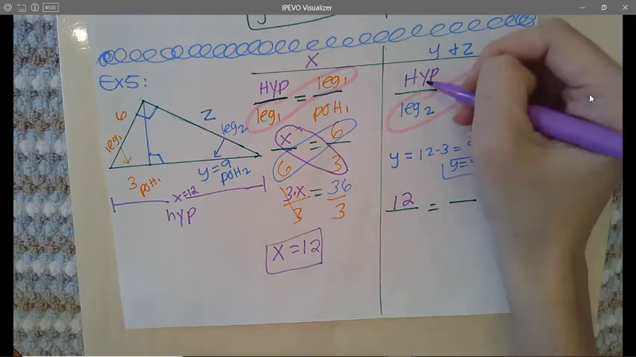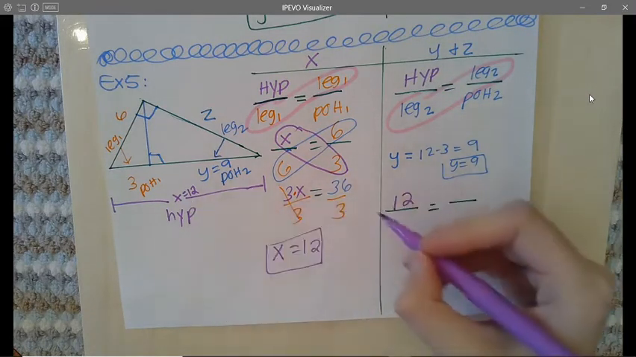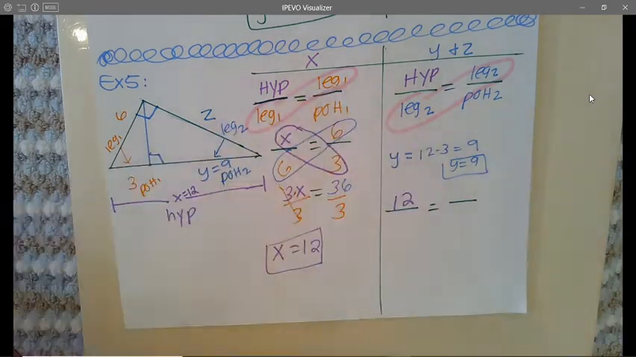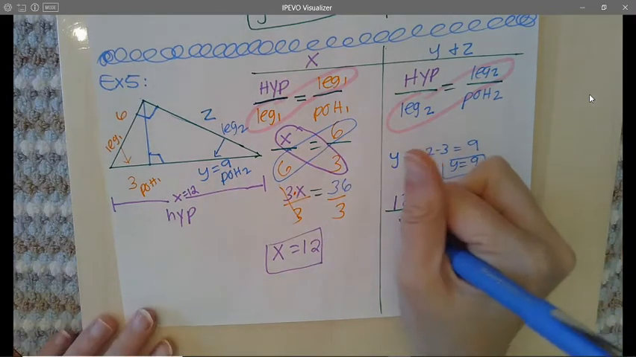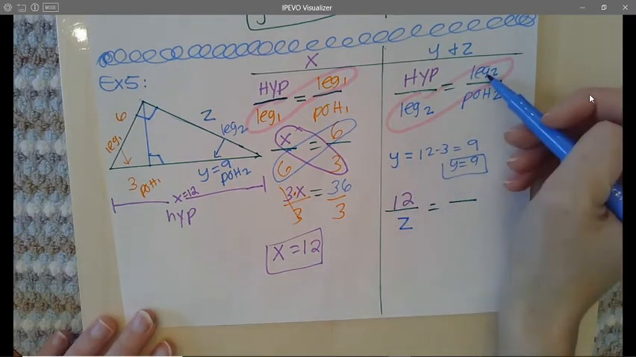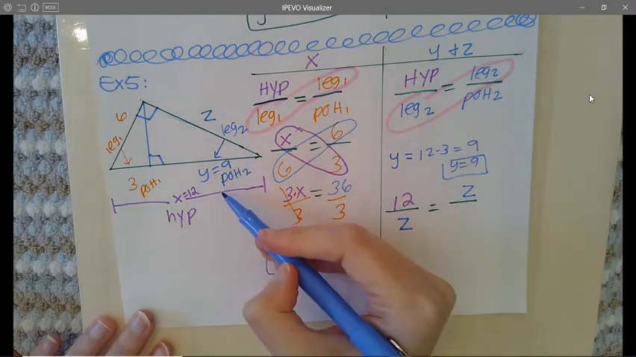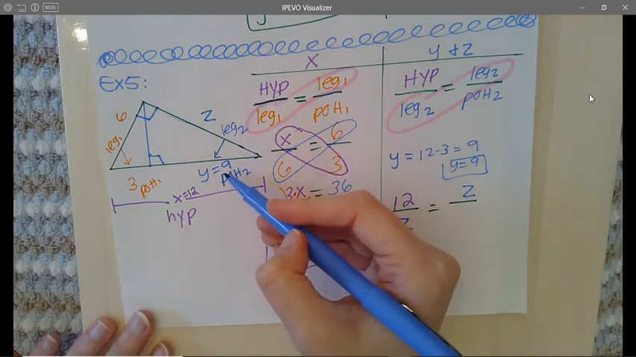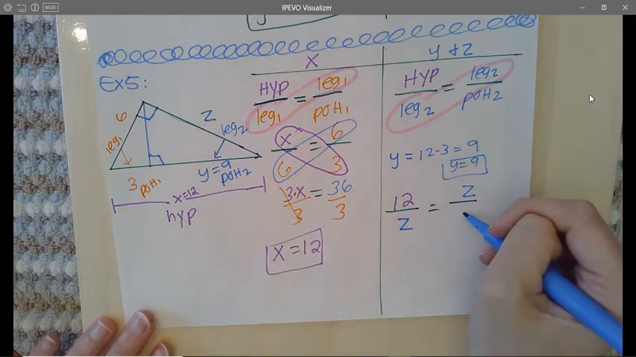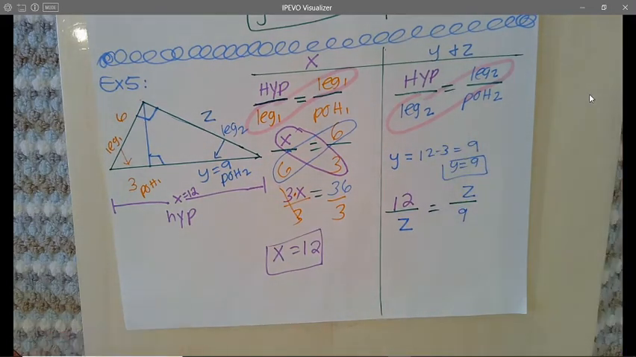Okay, so my hypotenuse, we now know is 12. So 12 over leg 2, which I still don't know, which is z, will equal leg 2 again, which is z, over the piece of the hypotenuse that's closest to z, which is 9. We know it's 9 now. It's y, which is 9. And from here, we just solve. So let's go, let's go.